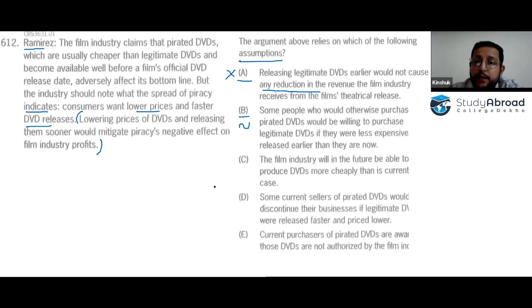Next, the film industry will in future be able to produce DVDs more cheaply than is currently the case.